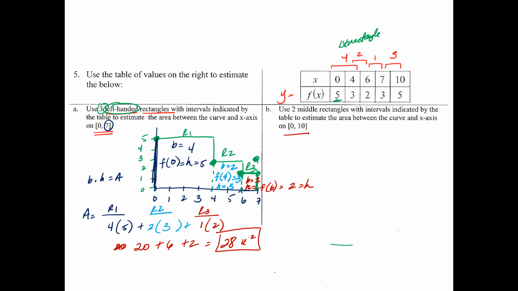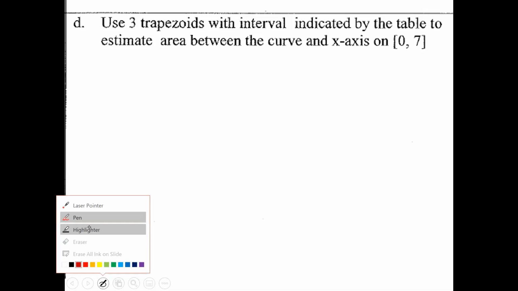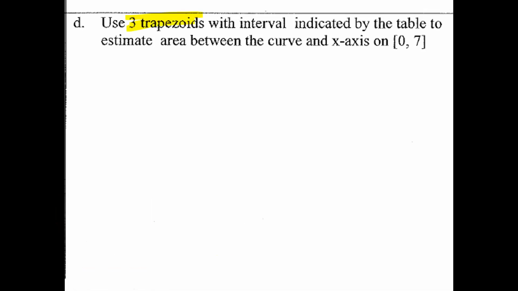Now, you could probably do part B on your own, just fine. All right, let's skip over to D for a second. Okay, so for D, this is talking about a 3 trapezoid. So that's important to know. And you're using from 0 to 7.